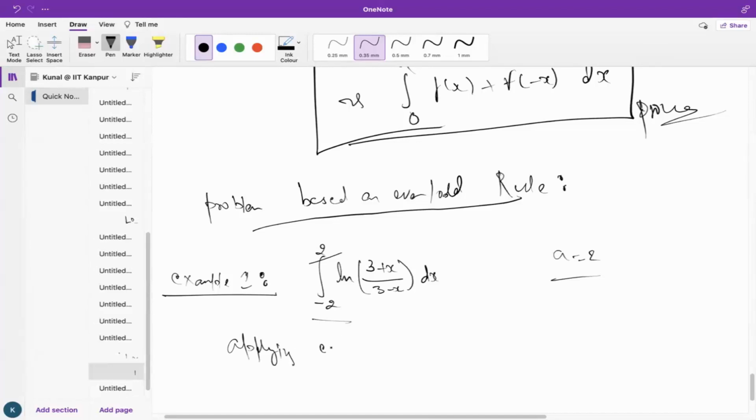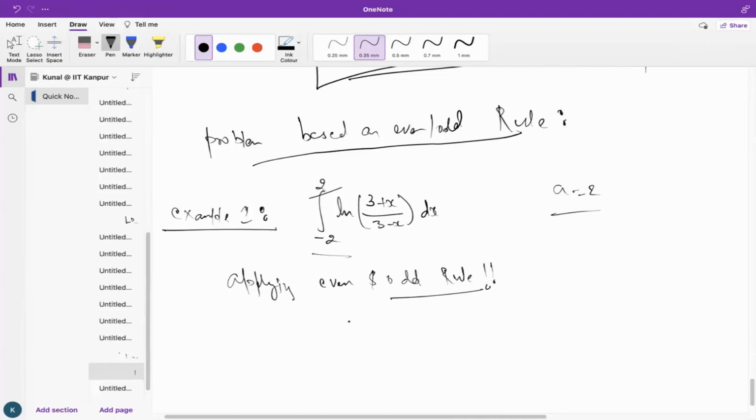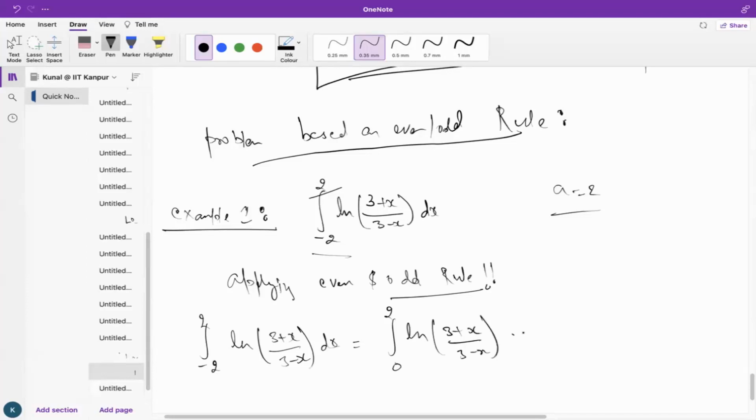Applying the even and odd rule, whatever it's called. So we have to integrate from -2 to 2, our function looks like ln of (3 plus x) by (3 minus x) dx. If we apply the odd even rule, it will be 0 to 2 of f(x) plus f(-x). Our f(x) is (3 plus x) by (3 minus x), and f(-x): we have to replace x by minus x, so (3 minus x) by (3 plus x), right?